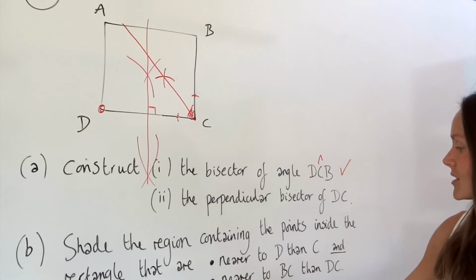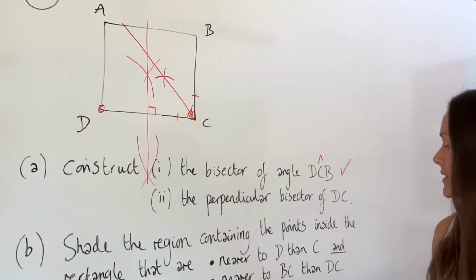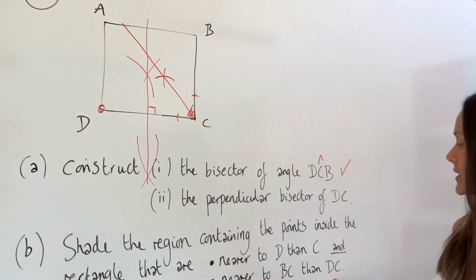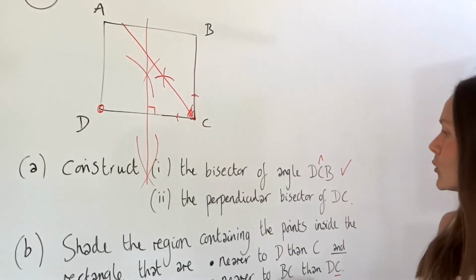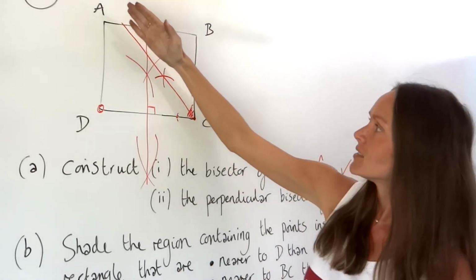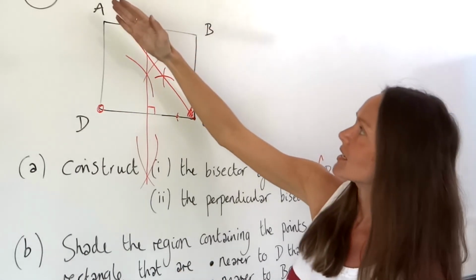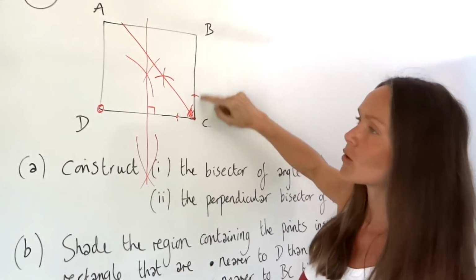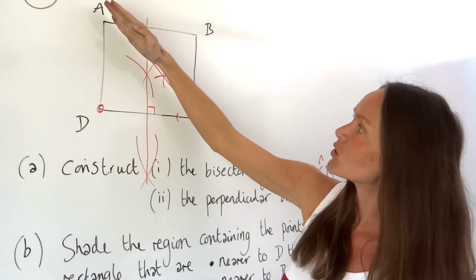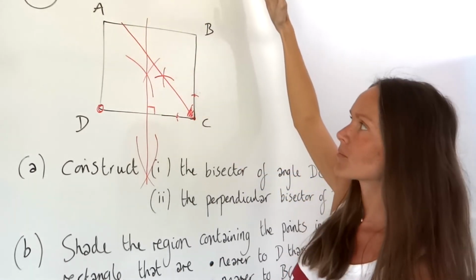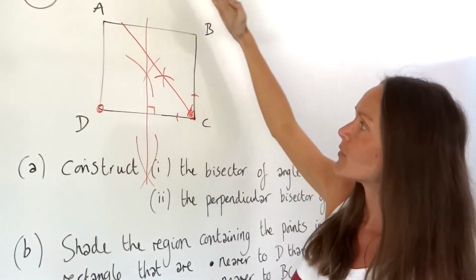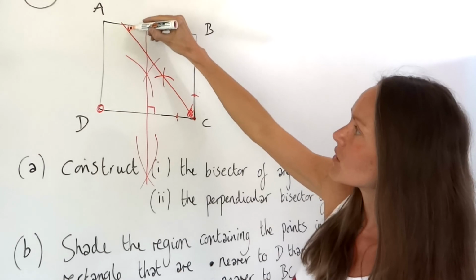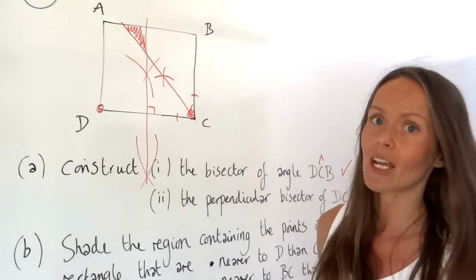We also need to consider it's nearer to BC than DC. This is talking about the angle bisection we did earlier, this line. So if you're looking at this line, the side that's nearer to BC, well, BC is this line, it's on the right. So the side that's nearer to BC is above the line. So you need to have left of this line and above this line, which means the shaded region is that little shape up at the top.